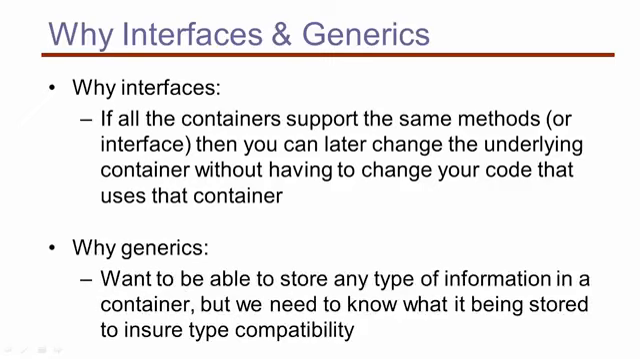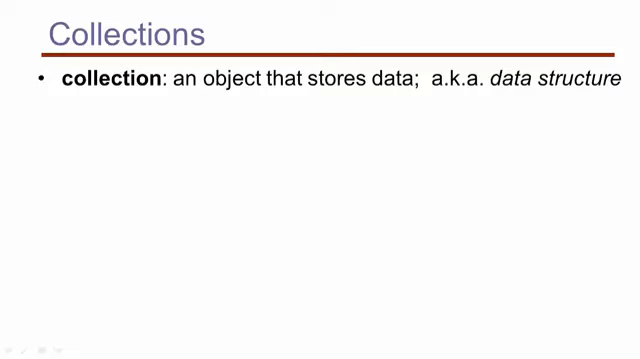Again, generics are important since they allow us to define a container in a type-independent manner while still allowing us to ensure type compatibility at compile time. We will see lots of examples of interfaces and generic classes as we move forward. So, once again, a collection is an object that can store data for us, or it's what we also call a data structure. We will refer to the objects stored in the collection as elements.